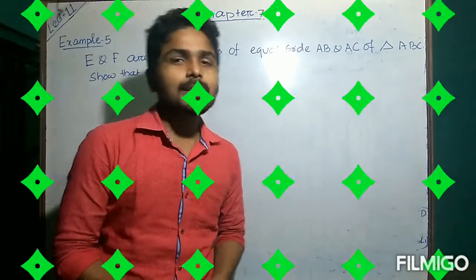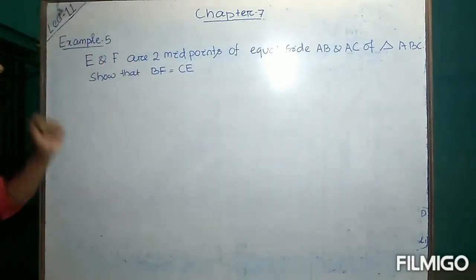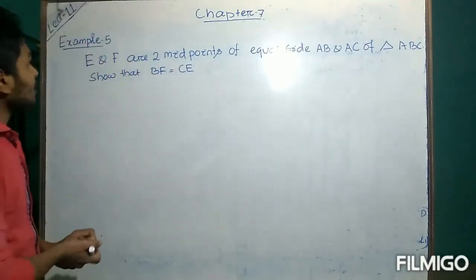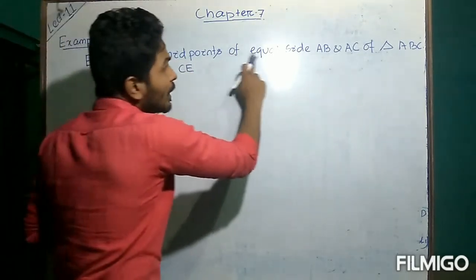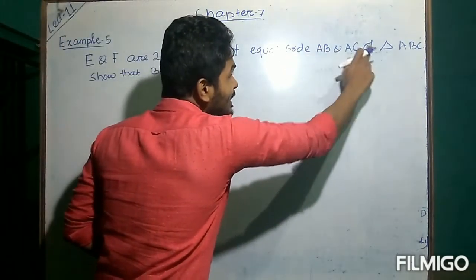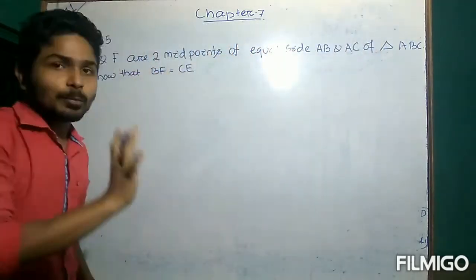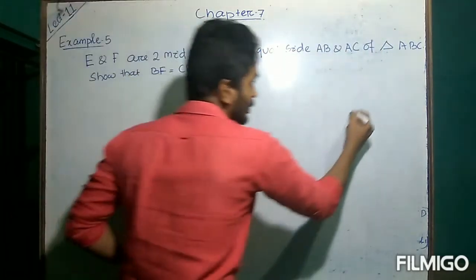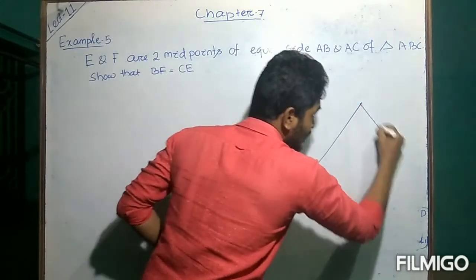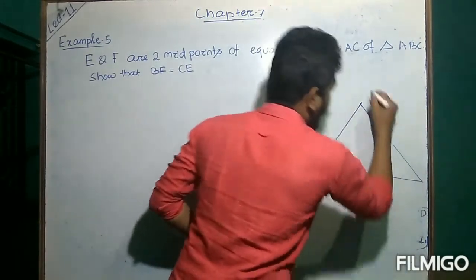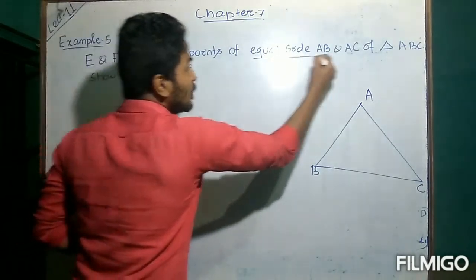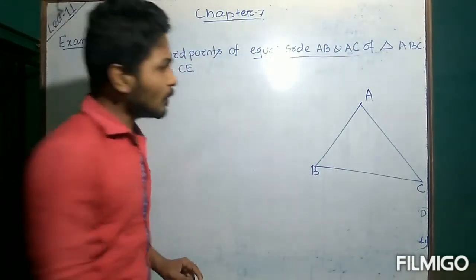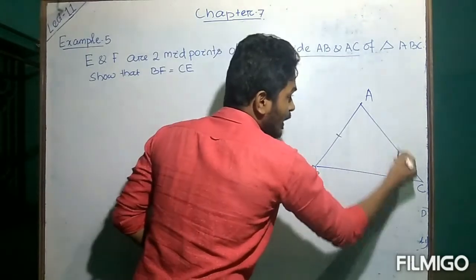Coming to the next question of this lecture, it is example number 5. In example number 5, the statement is: E and F are the midpoints of equal sides AB and AC of triangle ABC. It means we first have to draw a triangle ABC. Let us do it first. So this is the triangle ABC. Now in this triangle ABC, it is given the equal sides are AB and AC. So AB is equal to AC.